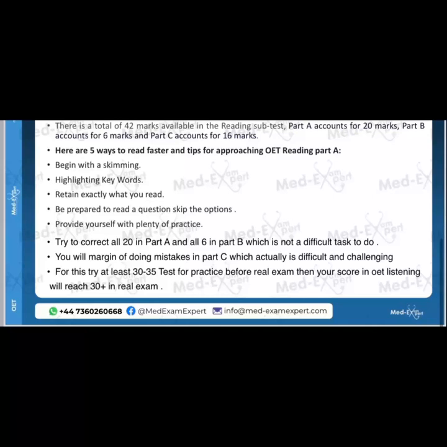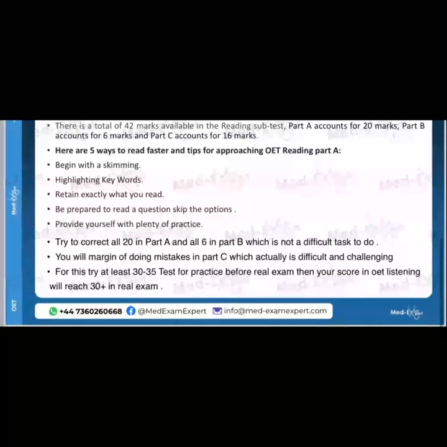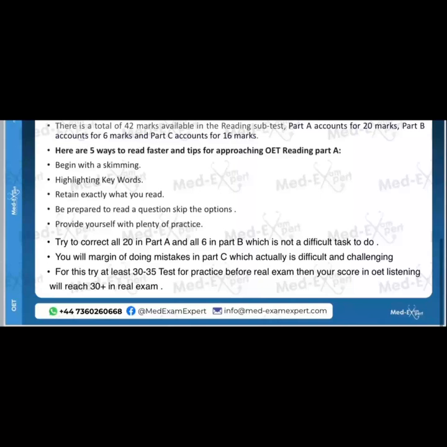Provide yourself with plenty of practice. Try to correct all 20 in Part A and all 6 in Part B, which is not a difficult task to do. You will have a margin for mistakes in Part C, which is difficult and challenging. For this, try at least 30 to 35 tests for practice before the real exam. Then you will score well in OET listening, around 30 plus out of 42.